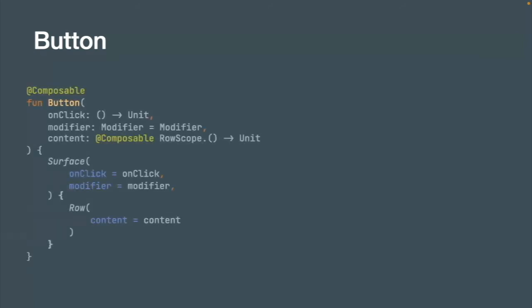One more to look at is button. That's something that every design system has, if you want to interact with the design system. And all that is this. Again, not really this, this is the simplistic version. Effectively, a button is just a surface with a row and content in it.